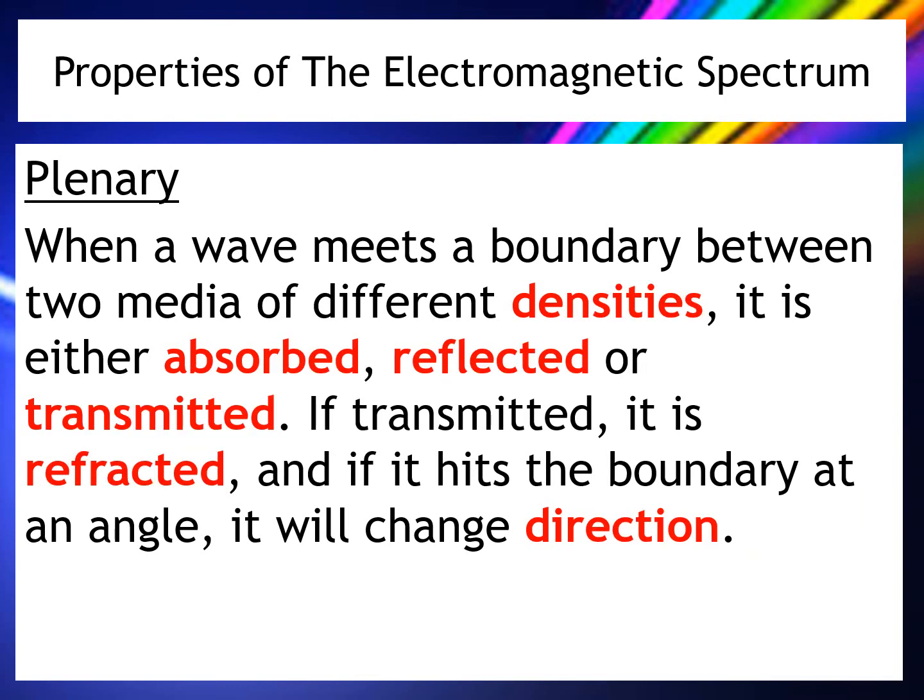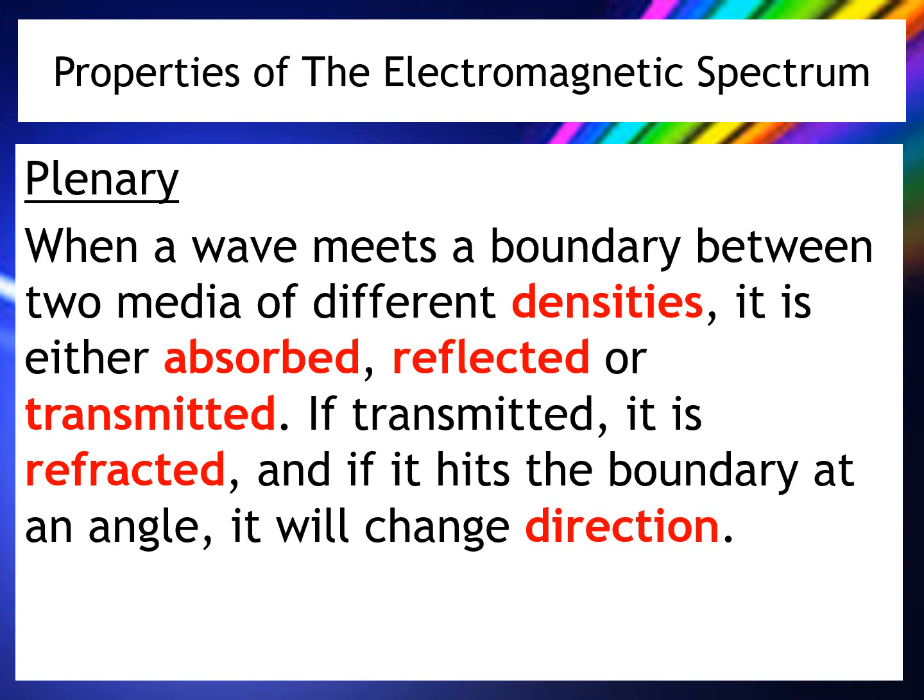So here are the answers. When a wave meets a boundary between two media of different densities, and that's the key idea that we've looked at all the way through here. It's when a ray of light or a wave is trying to pass from one material to another one and the density is different, then something happens. Now it could be absorbed, reflected or transmitted.